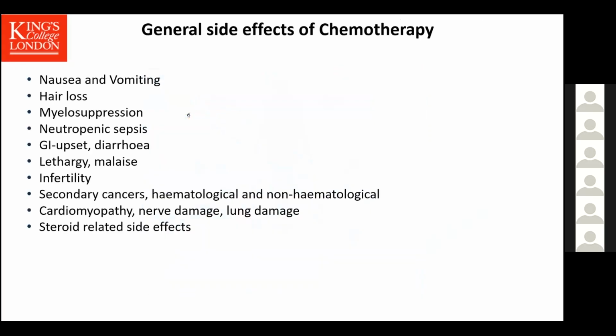So general side effects of chemotherapy: you can have nausea, vomiting, hair loss, myelosuppression, neutropenic sepsis, GI upset, diarrhea, because mucosal destruction is there. You can have lethargy, malaise, infertility, secondary cancers after many years. A few drugs like anthracyclines can cause cardiomyopathy. Nerve damage happens because of vincristine. Lung damage happens because of bleomycin, which is given in Hodgkin's disease.